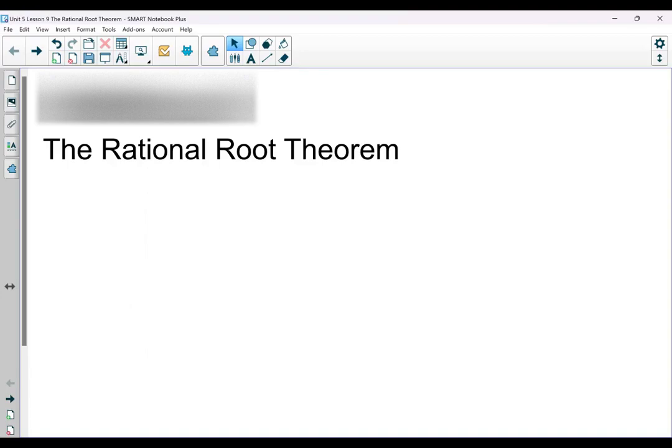Today we're going to talk about the rational root theorem. The rational root theorem is the foundation for our next few lessons. So let's get right into it.